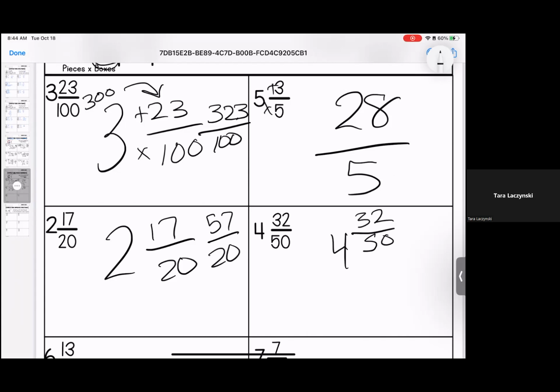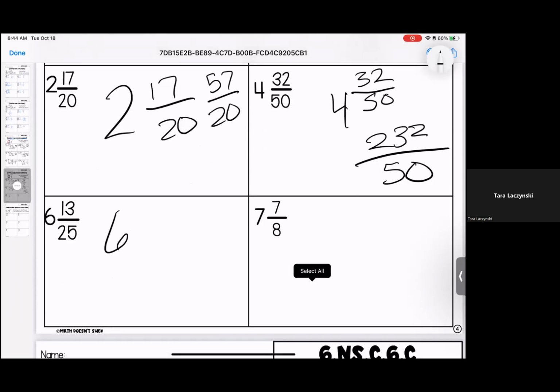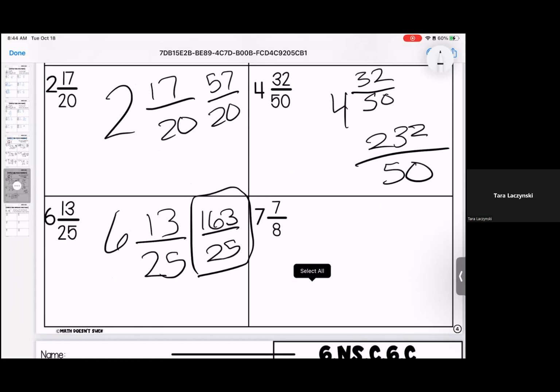5 times 4 is 20, so 50 times 4 is 200. Add 32 is 232 over 50. Down here, if you're not sure of your 25s, think of quarters. If you had 6 quarters, how much money would you have? You would have $1.50. So 150 plus 13 is 163 over 25 is our final.